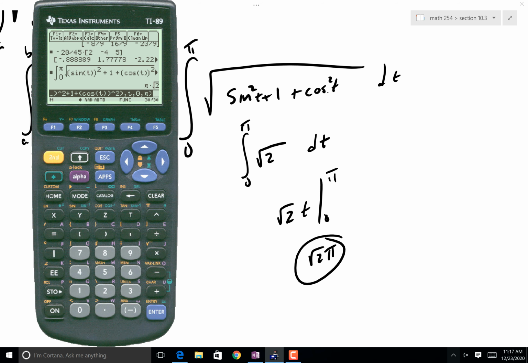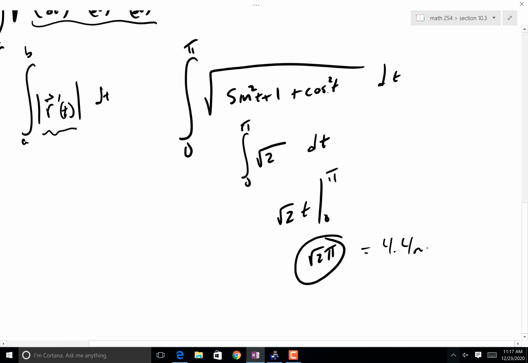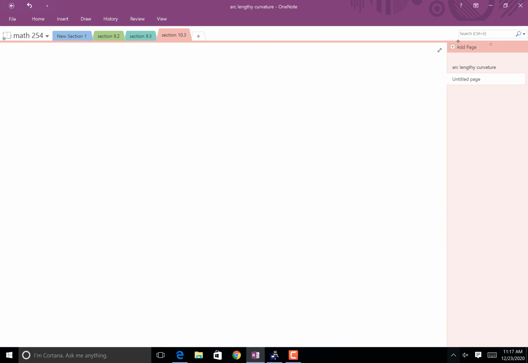And of course, if you hit diamond enter there, it'll tell you the exact 4.4. If this was in meters, 4.4 meters is how far you would have traveled. Sweet. Hey, let's do another one.